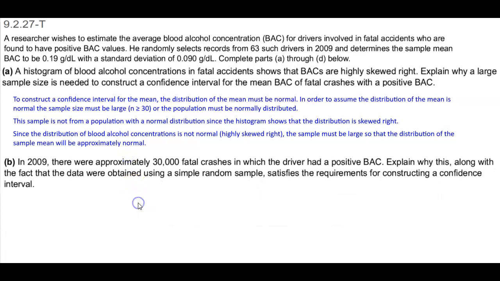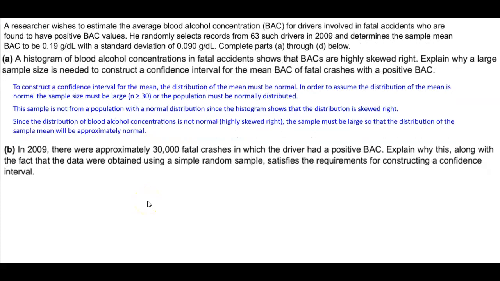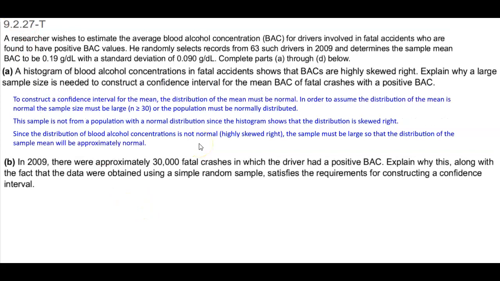Okay, now in part B it says, in 2009, there were approximately 30,000 fatal crashes in which the driver had a positive BAC. Explain why this, along with the fact that the data were obtained using a simple random sample, satisfies the requirements for constructing a confidence interval. Okay, so we need to take the sample size, which is n, and we want to make sure it's going to be less than or equal to 5% of the population.